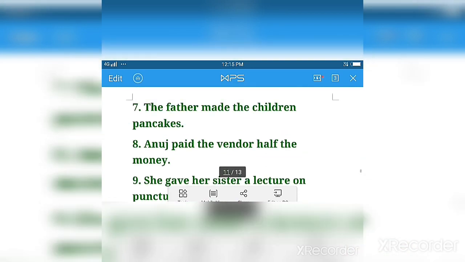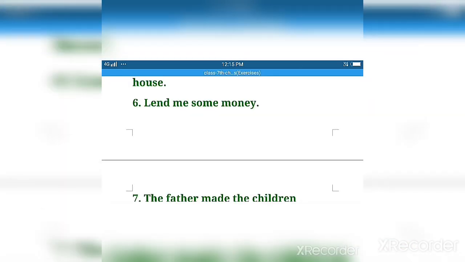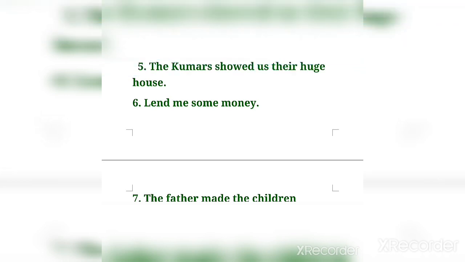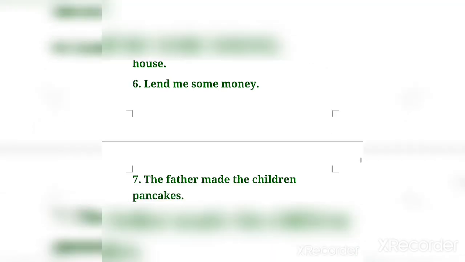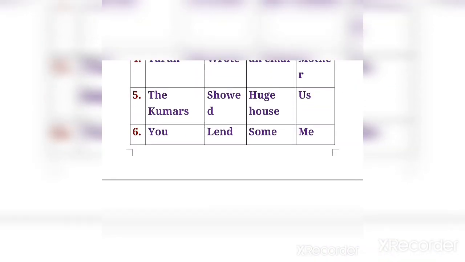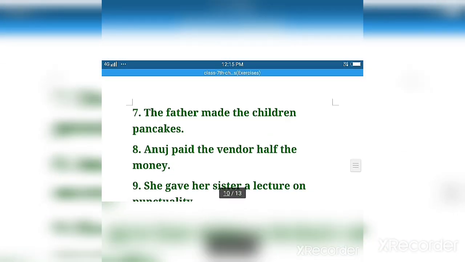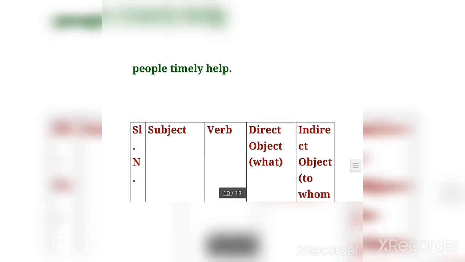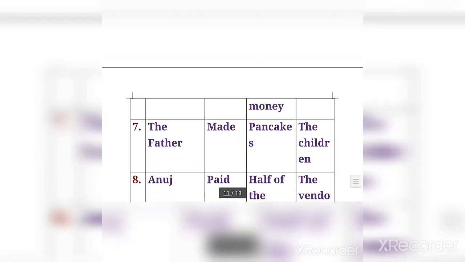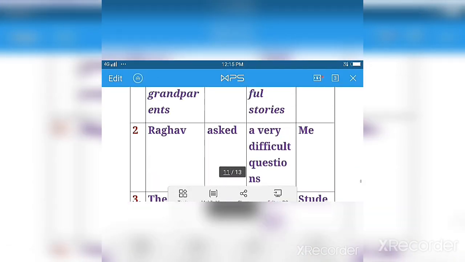Then after 6. 6 says lend me some money. Okay, it is an example of an imperative sentence. So you know that here the subject you is somewhere hidden. So in subject you will write you, then lend is the verb, some money is the direct object, and me is the indirect object. Then after, 7 says my father made the children pancakes. So the answer will be, the father is the subject, made is the verb, pancakes is the direct object, and the children is the indirect object.